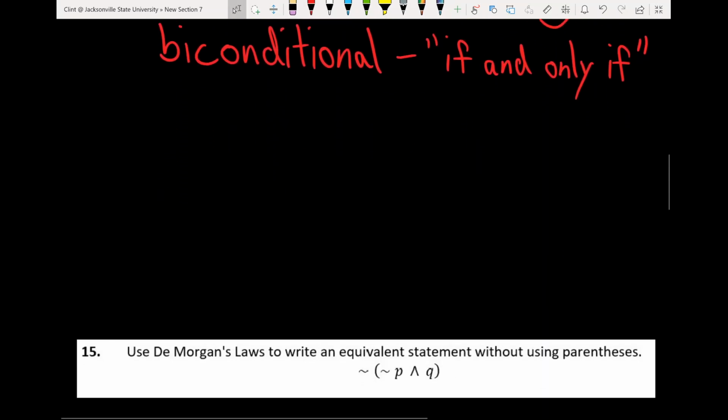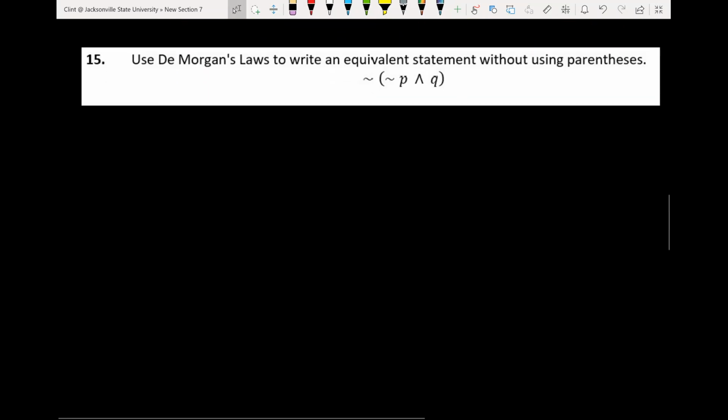Okay, let's look at number 15. Number 15 says use De Morgan's laws to write an equivalent statement without using parentheses. So if you look, we've got this squiggle out here. So basically, you can kind of think of this like we want to distribute that squiggle sign. Okay, we want to distribute that negation, and that's one of the things that De Morgan's laws do for us. So the version of De Morgan's laws that we want here, there's two versions.